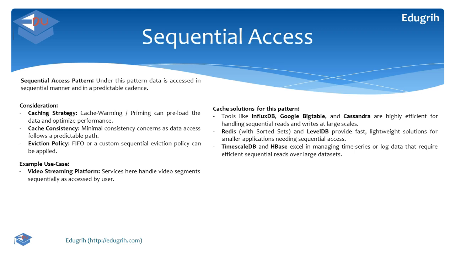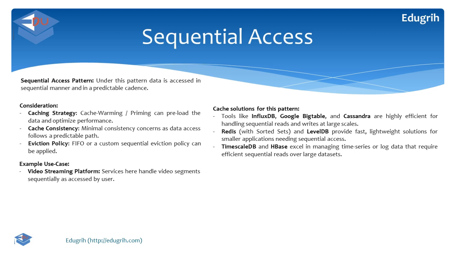Sequential access pattern. Under this pattern, data is accessed in sequential manner and in predictable cadence. Consideration, caching strategy. Cache warming or priming can preload the data and optimize the performance. Cache consistency. Minimal consistency concerns as data access follows a predictable path, so consistency is not a major challenge. Eviction policy, FIFO, first in, first out, or a custom sequential eviction policy also can be applied here.